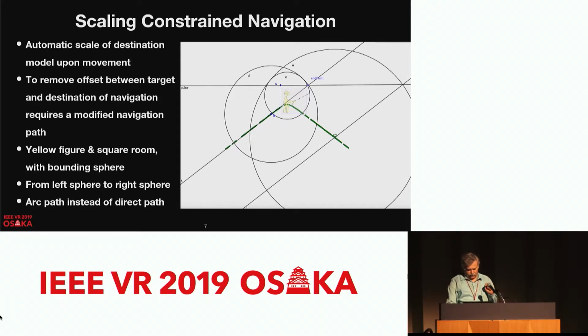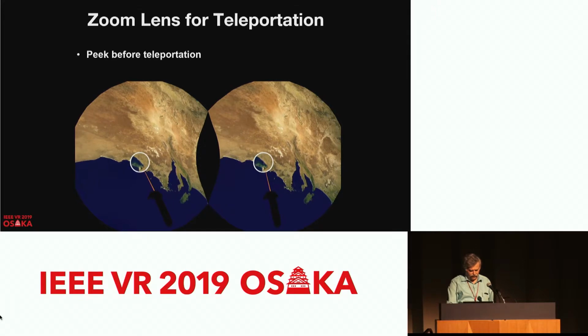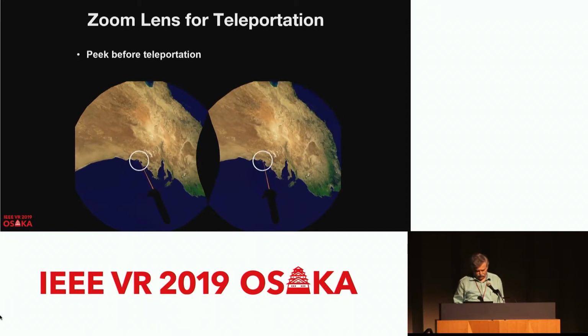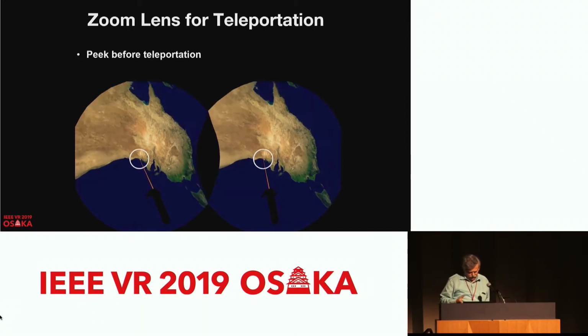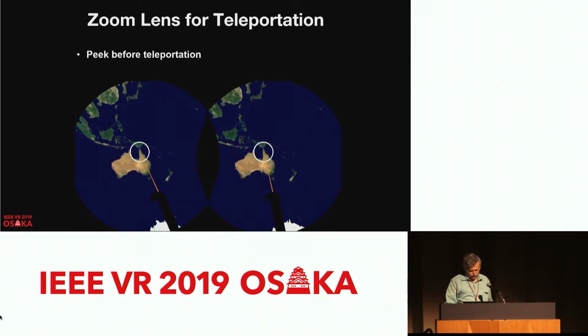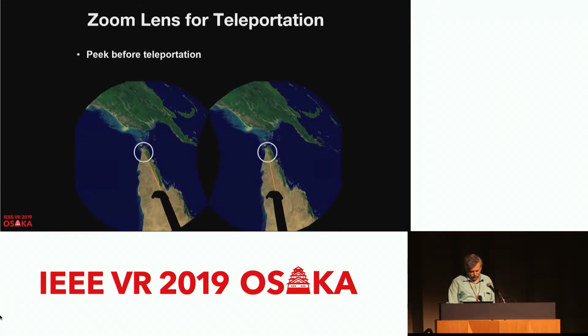Before we do teleportation, we have a zoom lens that allows us to pick before the teleportation. You can see this is a head-mounted display. We have a stereo view for both eyes, and we zoom in and then teleport to the selected location.